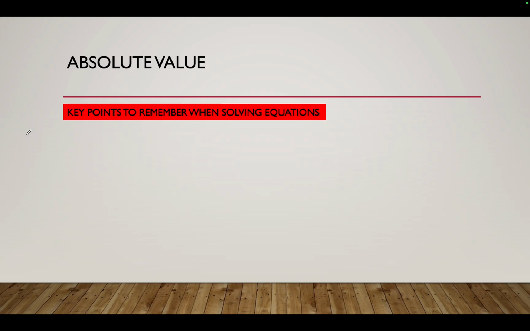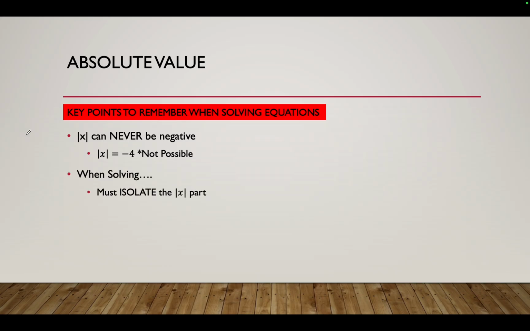Key points to remember when solving equations. The absolute value of x can never be negative. The absolute value of x equal to -4 is not possible. When solving, you must isolate the absolute value of x part. Once the absolute value of x is isolated, set it equal to the plus and negative value.